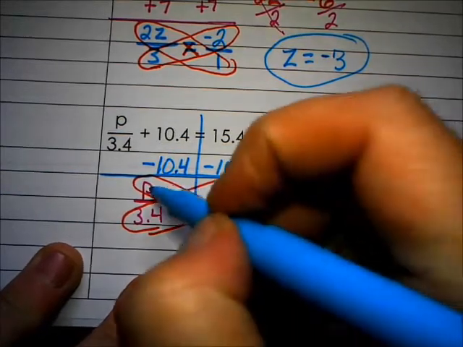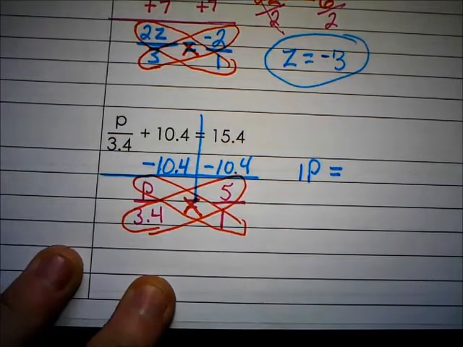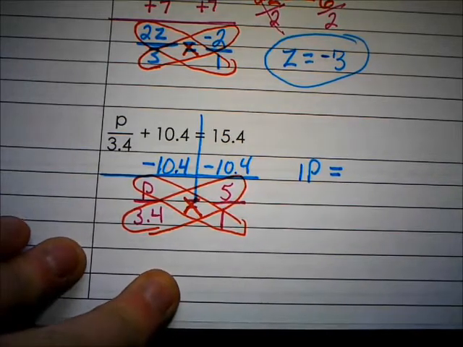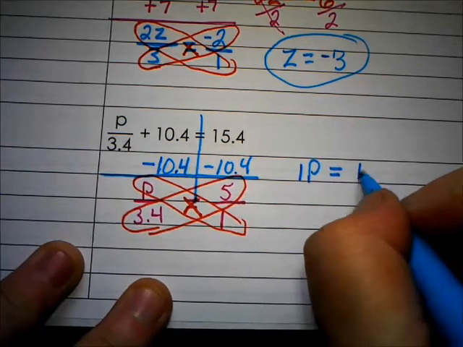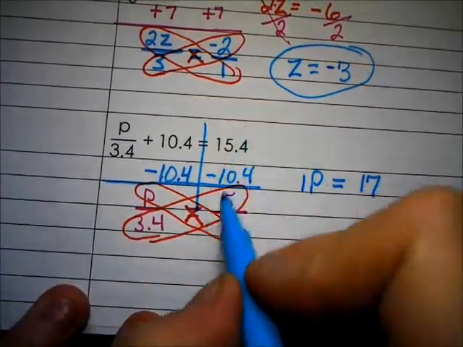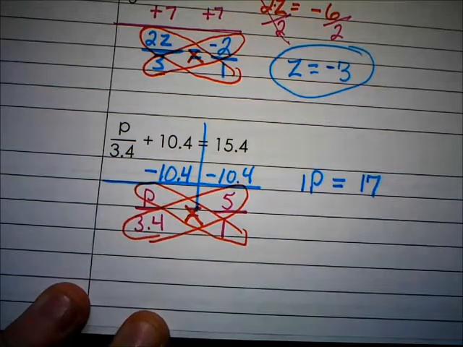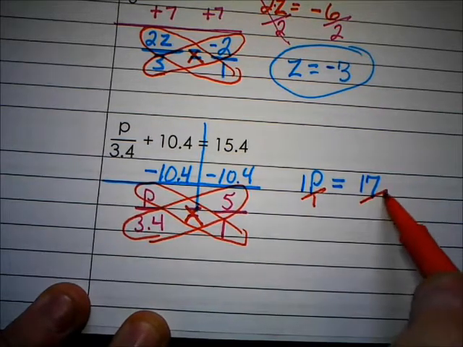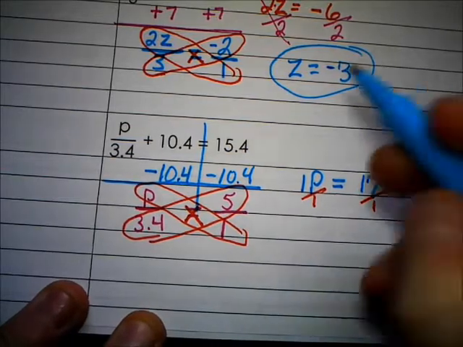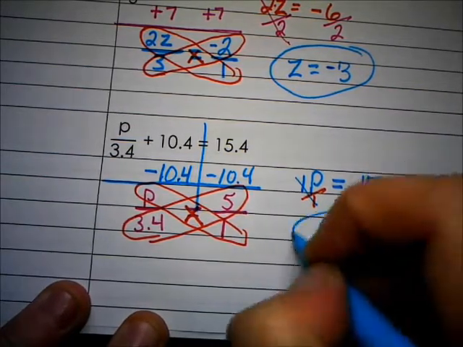So I'm going to do 1 times p, which is 1p, equals, and then 3.4 times 5 is 17. Okay, that multiplication is 17. Now this is a multiplication, so I need to divide by 1 to cancel out the 1's or reduce them, and p is equal to 17 as your answer.